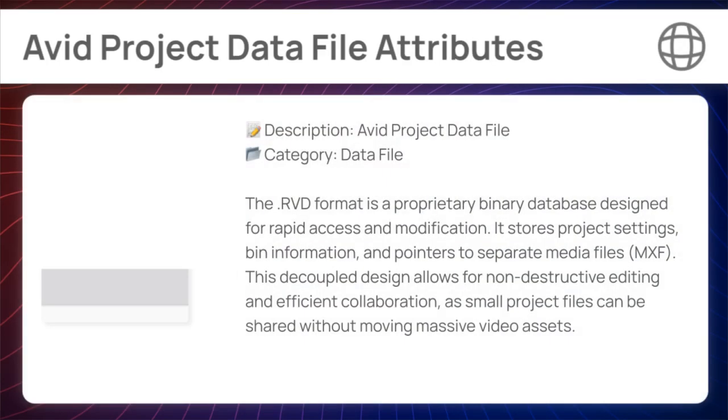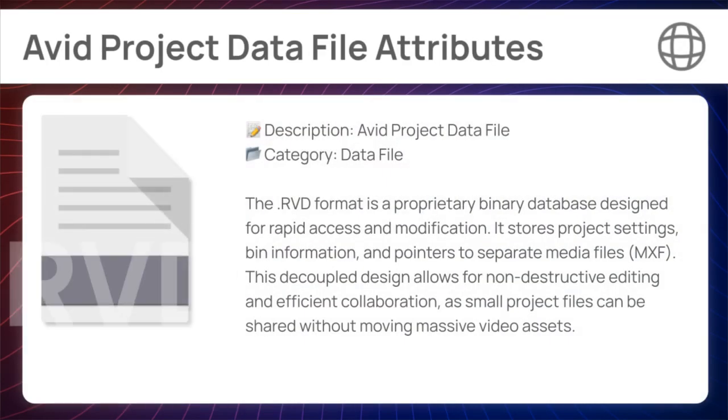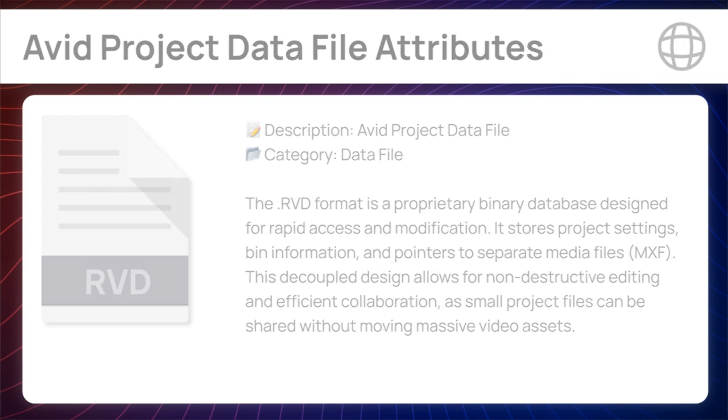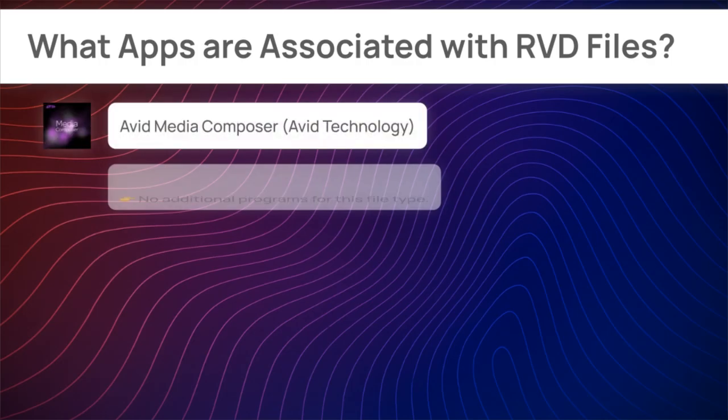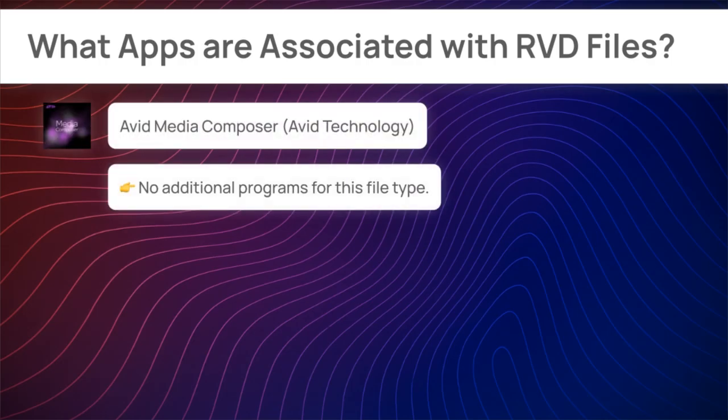The .rvd format is a proprietary binary database designed for rapid access and modification. It stores project settings, bin information, and pointers to separate media files, MXF. This decoupled design allows for non-destructive editing and efficient collaboration, as small project files can be shared without moving massive video assets. The RVD format has primary linkage to the Avid Media Composer application by Avid Technology.